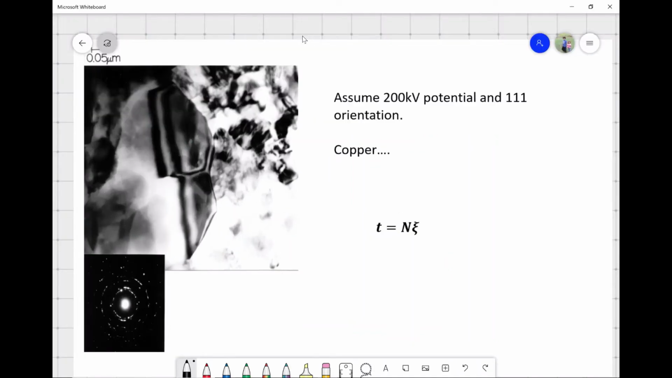All right, so we're taking a look at this problem here. I think I may have actually skewed the image a little bit. The diffraction pattern looks a little funny. But that's okay for the purposes of this exercise.